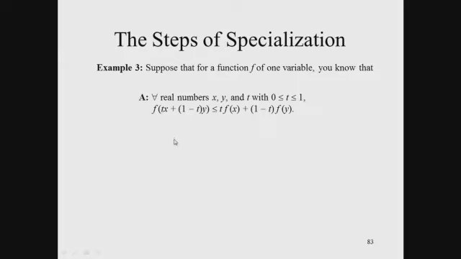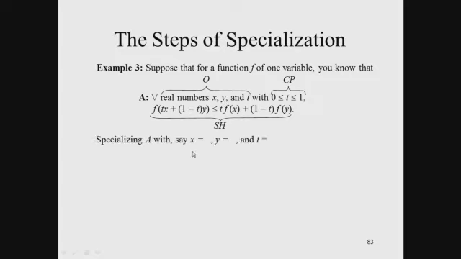What are the objects here? Real numbers x, y, and z. Correct. Real numbers x, y, and t. What's the certain property? T is between 0 and 1. And the something that happens? All of this stuff. How do we apply specialization after you identify the objects, the certain property, and the something that happens? You need to find specific values for x, y, and t. For example, let's specialize this statement to x equals 0, y equals 4, and t equals 2.